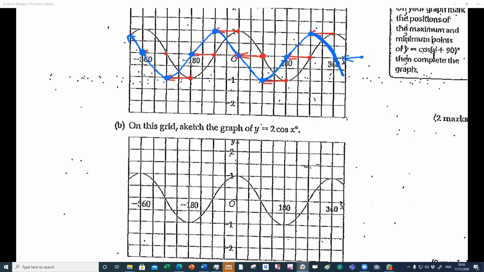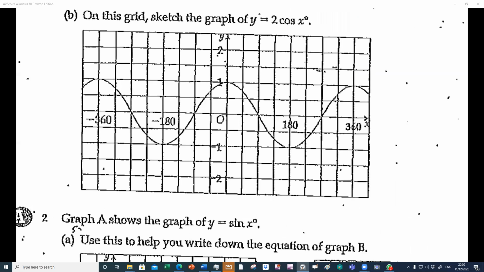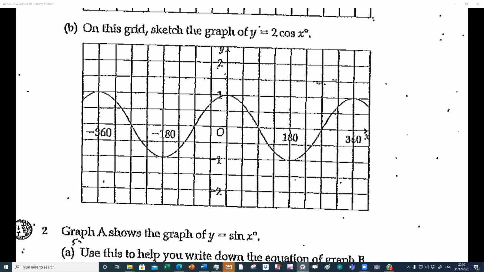Okay, right. Next question, part B. On this grid, stretch the graph of y equals 2 cos x. Now, where is the modification, Ikra? Outside. Outside on the left hand side. So that outside on the left hand side, what effect does that have on the original function? It is changing the y value. So what are we doing to it?